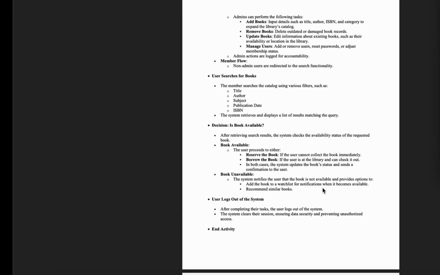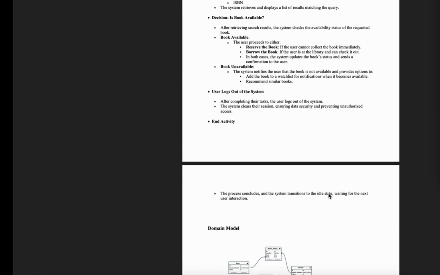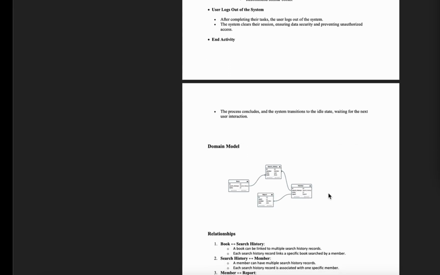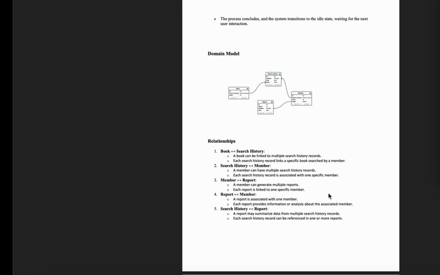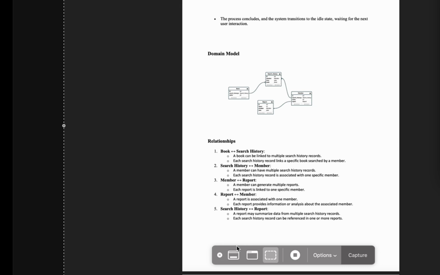And then if the book is unavailable, the system notifies the user that the book is not available and provides options to add the book and recommend similar books. So after the user logs out of the system, and then the end activity. In the end activity, the process concludes and the system transitions to idle state, waiting for the next user interactions. So the last part of our use case is the domain model.